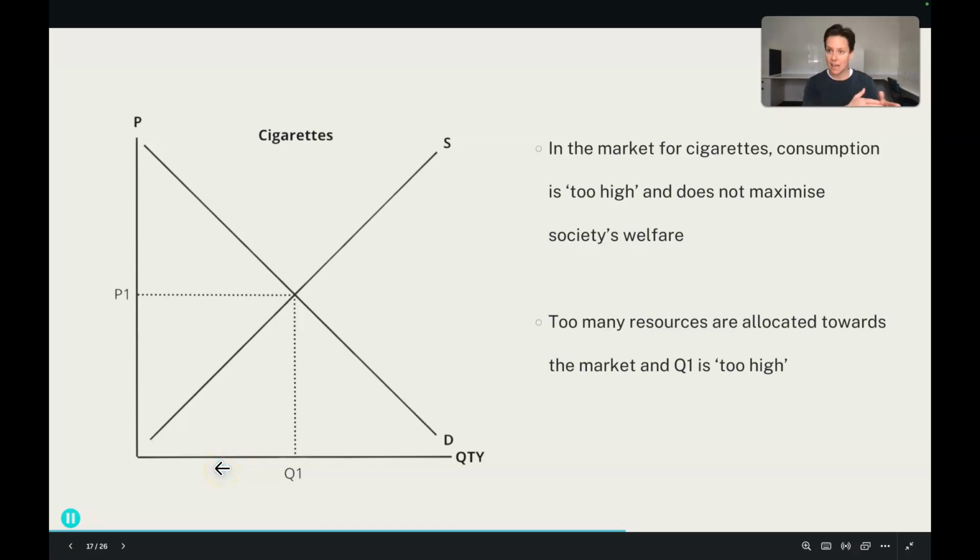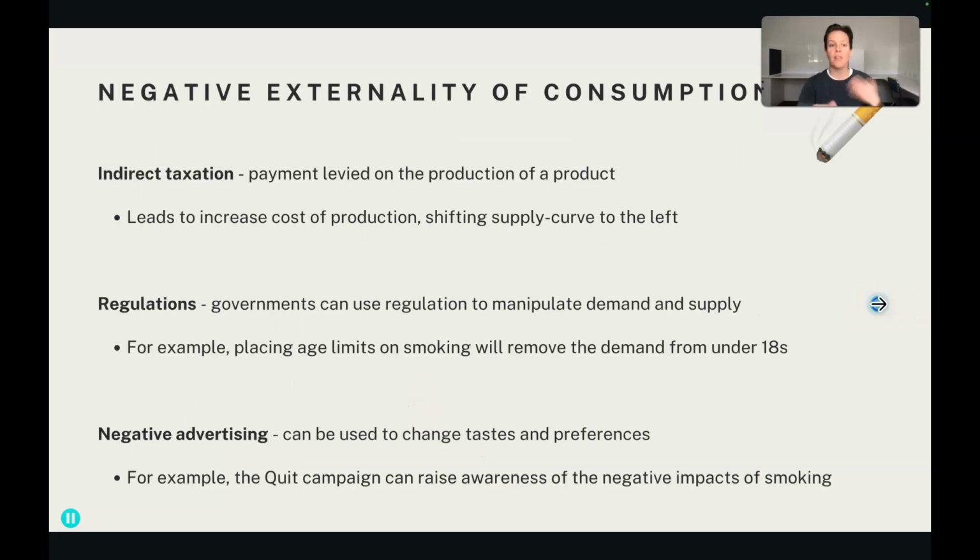Q2 is obviously less, because if we're able to reduce Q from Q1 to Q2, i.e. shifting Q to the left, we should see that over-allocation of resources being addressed. And so these are some of the options that the government has available to them.